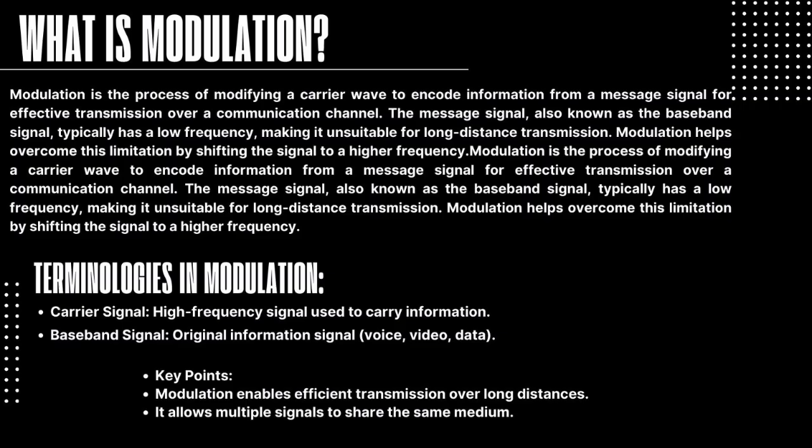Before we discuss why modulation is needed, let's first understand what modulation is. Modulation is the process of modifying a carrier signal, which is a high frequency signal, to encode information from a baseband signal, which is the original information signal. The baseband signal typically has low frequency, making it unsuitable for long distance transmission. However, modulation overcomes this limitation by shifting the signal to a higher frequency, allowing it to travel efficiently over communication channels. In simple terms, modulation is like placing your message on a fast moving train, the carrier signal, to ensure it reaches its destination quickly and effectively.